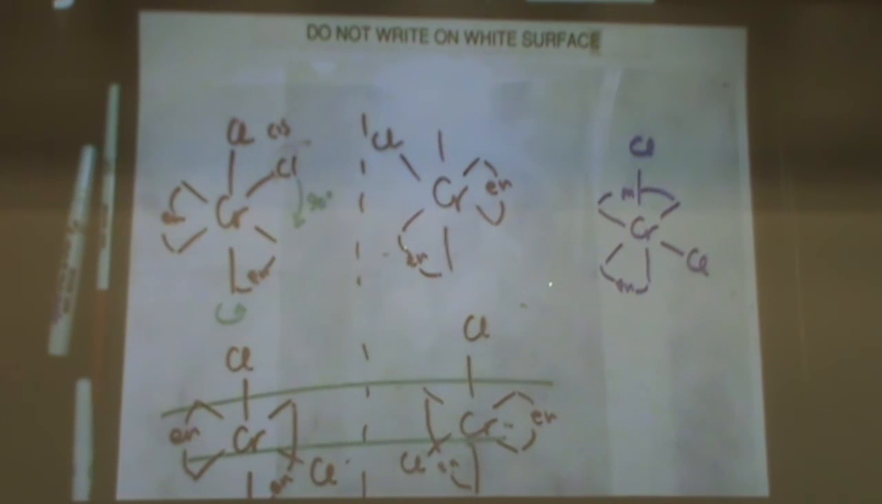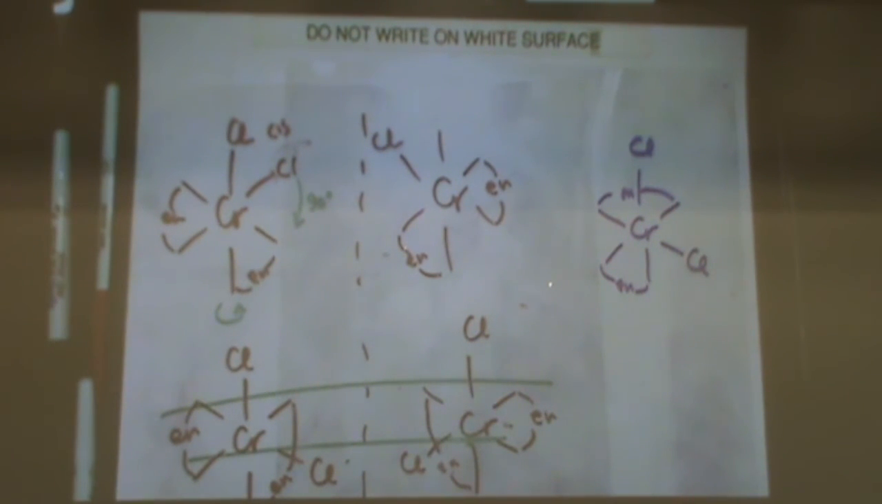Question. You rotated your original cis. How come you didn't rotate your mirror image? I rotated my mirror image to match. No, there's no reason to rotate both of them. I mean, you can if you want. That's fine. You don't have to.